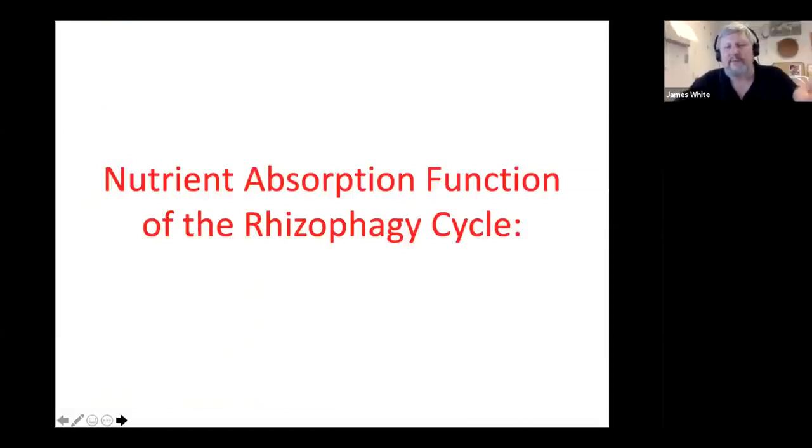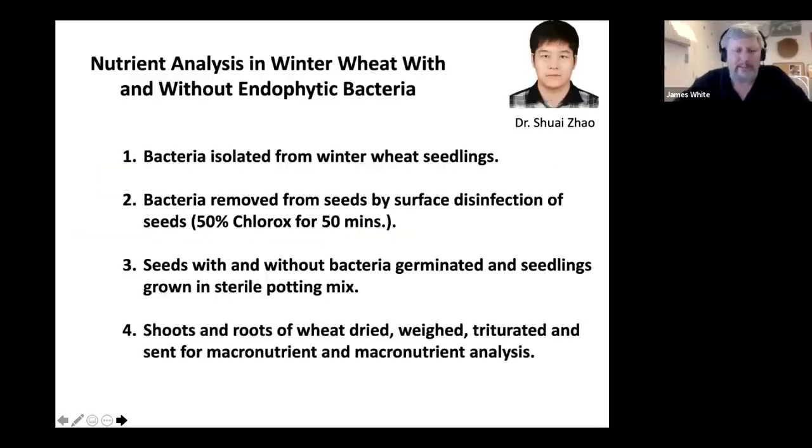So once they're ejected, they would then go out, acquire more nutrients, reform their cell walls, and be attracted back to the Rhizophagy cycle. So we did a number of experiments to evaluate what nutrients come with. This is one of them. This is done by a visiting scientist, Dr. Zhao, who took wheat, removed all the microbes off of wheat, and then put back onto the wheat one at a time the microbes, and then measured the effect on the plants, and also measured the nutrients that went into plants with and without the microbes.